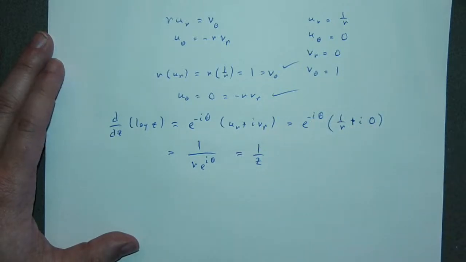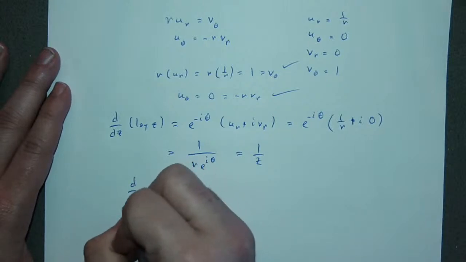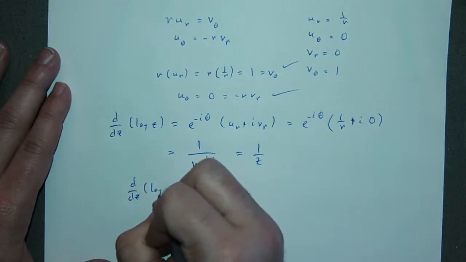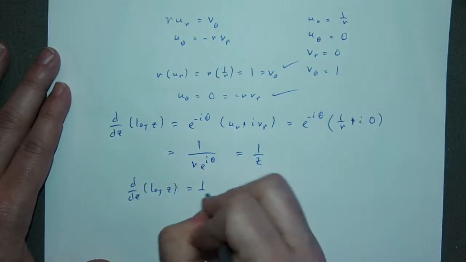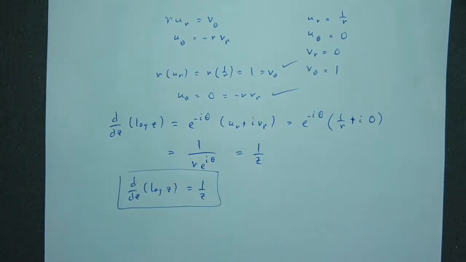This is 1 over z. Hey! Right, we kind of expected that. Right, so d dz of log z on this part where it is single valued and analytic is actually 1 over z, which is exactly what we expect.